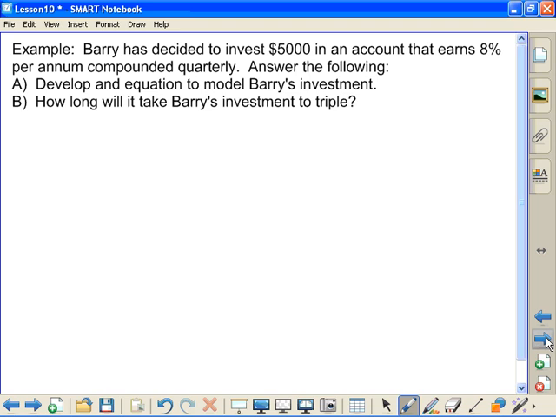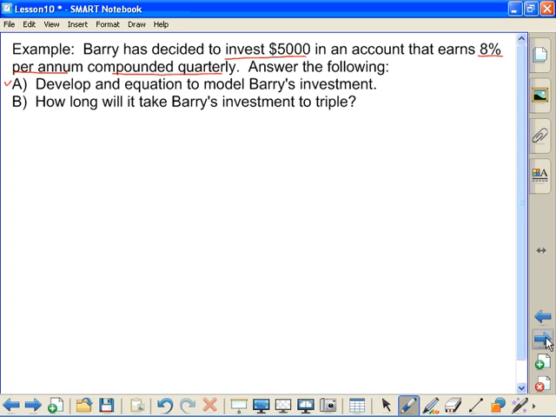Barry has decided to invest $5,000. So he's investing $5,000 in an account that earns 8% yearly per annum, and it's compounded quarterly. Answer the following. Now with this homework, I'm just asking A part, develop an equation, and then B part, how long will it take the investment to triple? So I don't have you plugging in a value this time. You're just going straight to the logarithmic one.